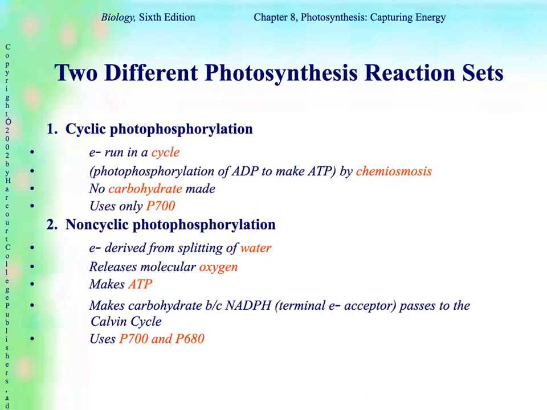There's also two different photosynthesis reaction sets. There's a cyclic portion and a non-cyclic portion. In the cyclic portion, it's called cyclic photophosphorylation. The electrons are going to run in a cycle. Chemiosmosis is involved. No glucose is made, and it uses only the P700 photosystem. And then you have non-cyclic photophosphorylation, where the electrons are derived from the splitting of water, and we'll get into this in the second video. It releases the oxygen, it makes ATP energy, and it's making our glucose. It also uses both photosystems, P700 and P680.